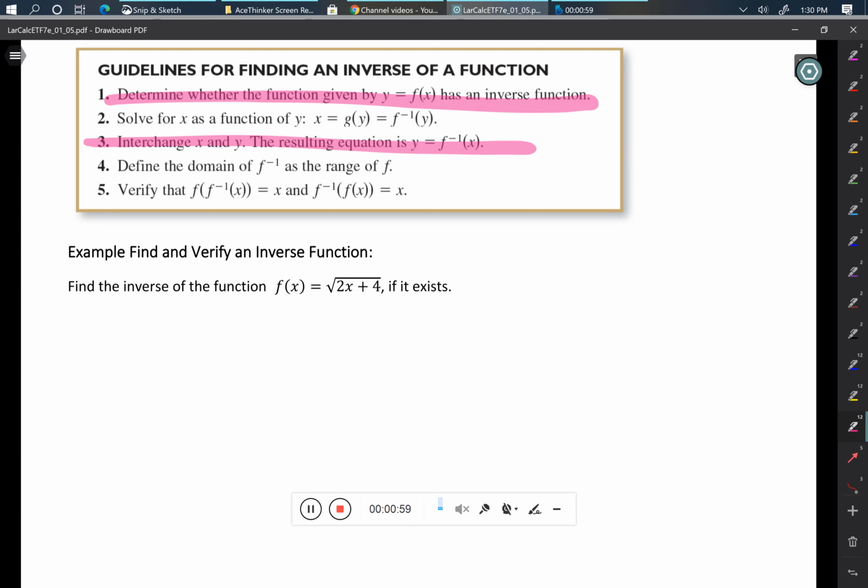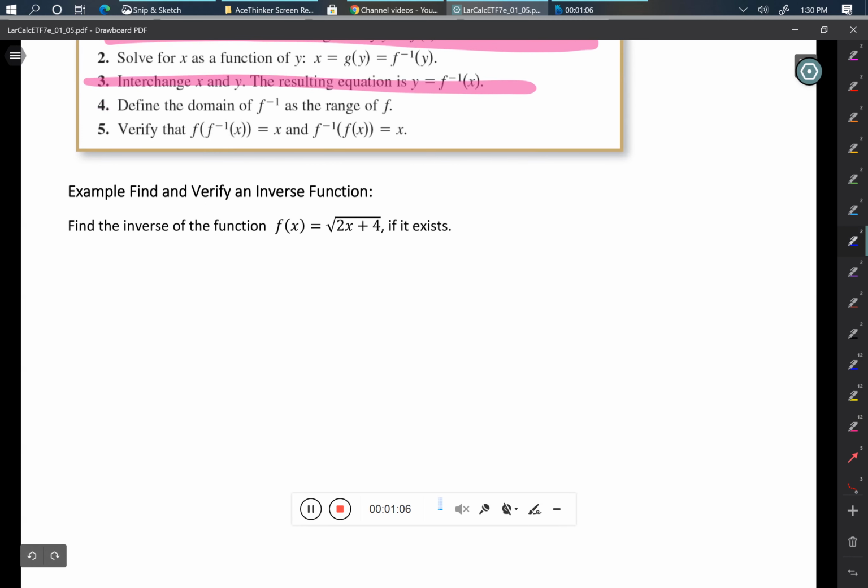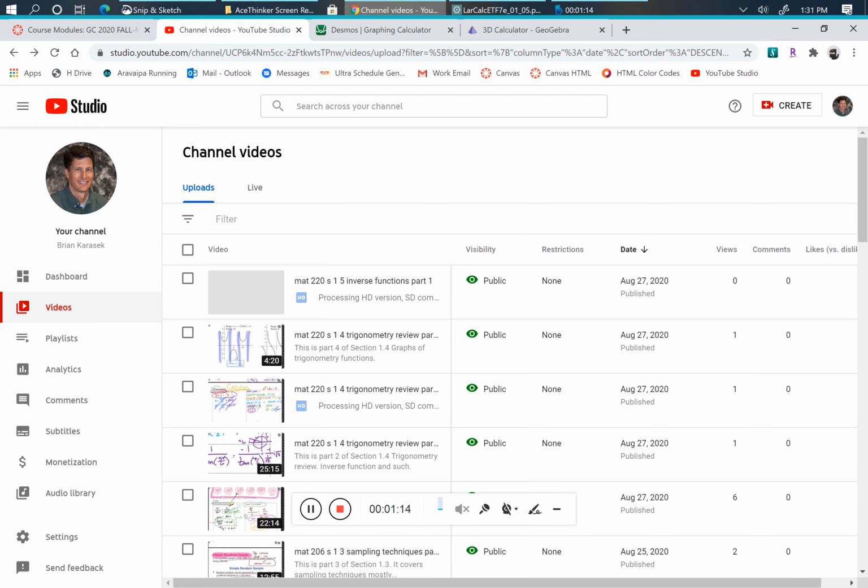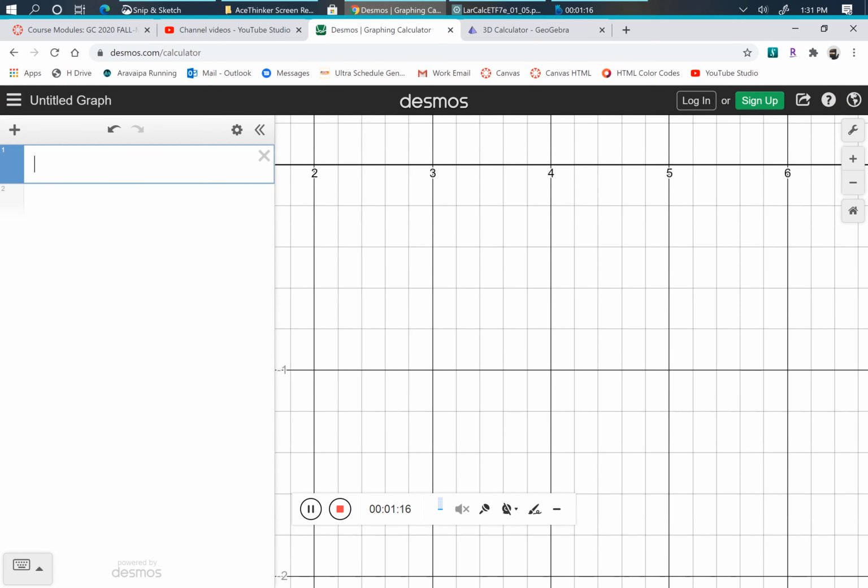Determine the domain and range based on the domain and range of the original function and go from there. All right, so let's go ahead and do that. I'm going to find and verify the inverse of this function. First off, I'm going to make sure that it exists. So root 2x plus 4. So I'm going to get rid of this guy. We don't need it anymore.